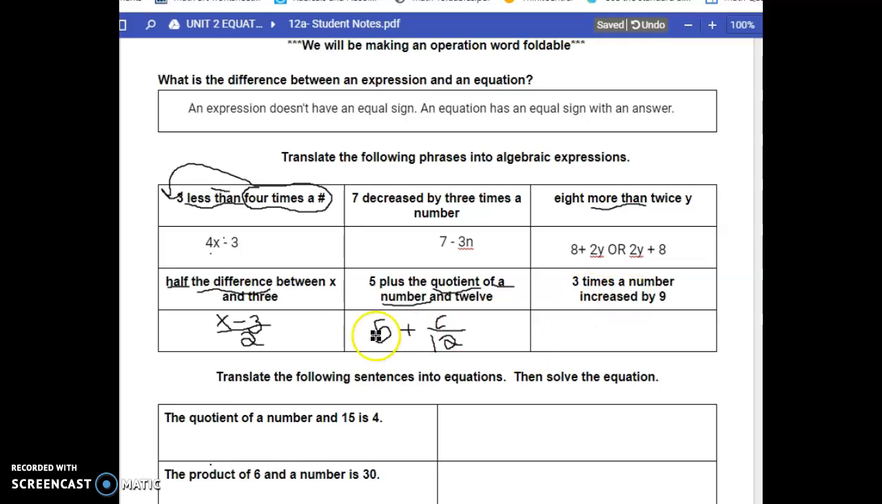This next one is 3 times a number increased by 9. So 3 times a number, let's use x, increased meaning add, 9.